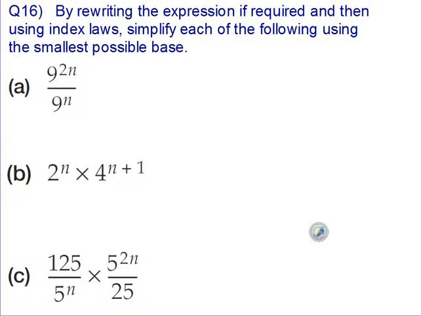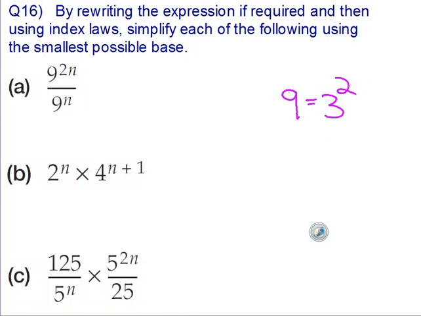Now, looking at the actual wording of the question, by rewriting the expression if required, and then using index laws, we simplify using the smallest possible base. So the secret is we've got to get the base as small as possible. So the base on question A is 9, but it is possible to write 9 as a power of 3. So we can actually change the base to 3. And that's what we're going to do with question A.